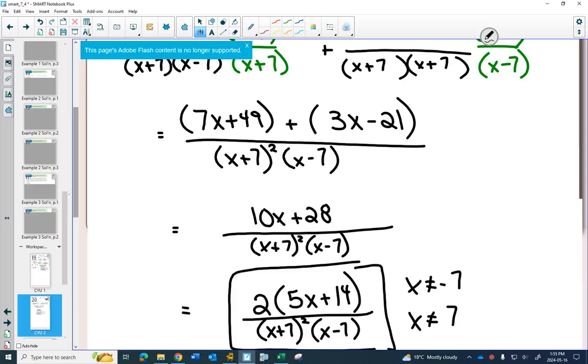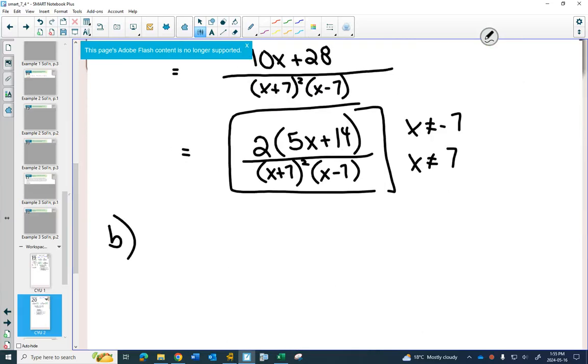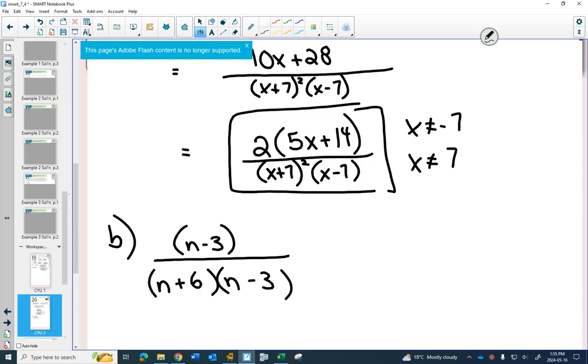Same thing in part B. I'm going to factor first. So I have on the top an n minus 3. I'm going to put that n minus 3 in brackets because that's one term. On the bottom, I'm going to factor. And I get n and n. It's going to need to be plus 6 minus 3. And in between, I have subtract signs, so I'll leave some space there.